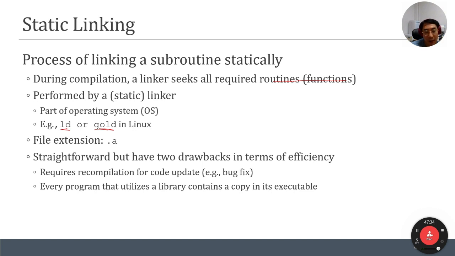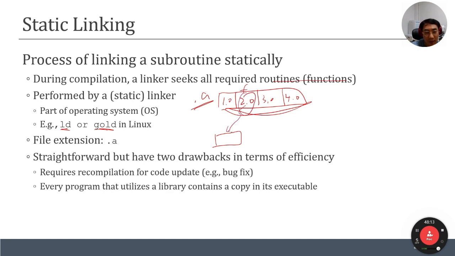Because it requires recompilation for code updates. If you think about a bug fix, right? Let's say we have a .a file. As I said, a .a file has different object files, say 1.o, 2.o, 3.o, 4.o. Say we have four different object files in a single .a archive as a static library. If an executable requires any function in 2.o, then it actually grabs the object file and it should be part of the final executable.